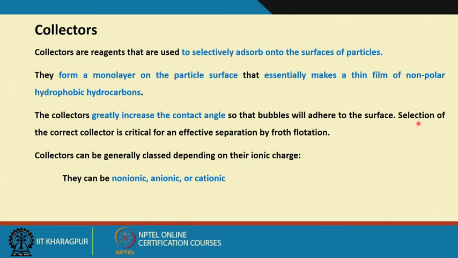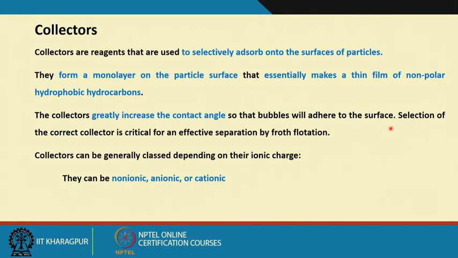Now, the question is, what type of collector will I select, how do I know what chemical I have to use? Therefore, the selection of the correct collector is critical for an effective separation by froth flotation. Not a single chemical can be used as a collector irrespective of the particle surface properties. So, that is a critical issue: for a particular type of mineral or ore to be floated, what type of chemicals or collector should I use?